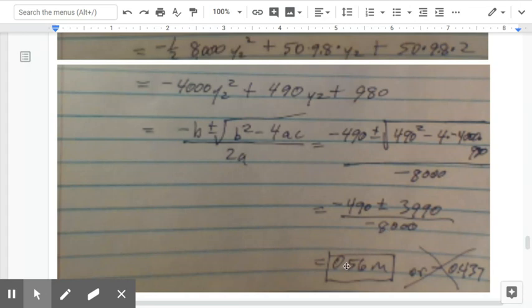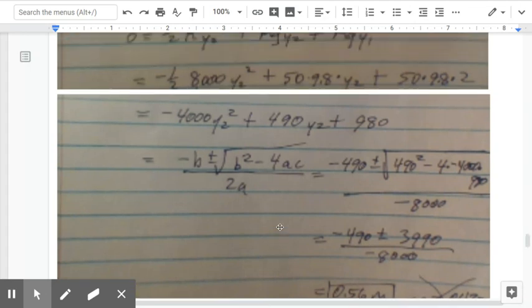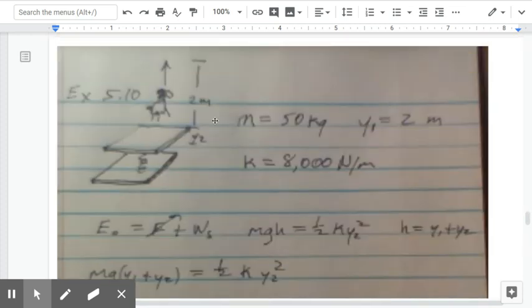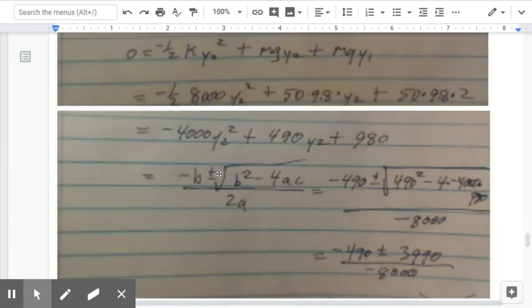The reason I know the 0.56 meters is the correct solution is because when I set up my initial drawing, this distance here, the bottom position, I call this my reference point 0, and all of these numbers are positive. And so it has to be the 0.56.